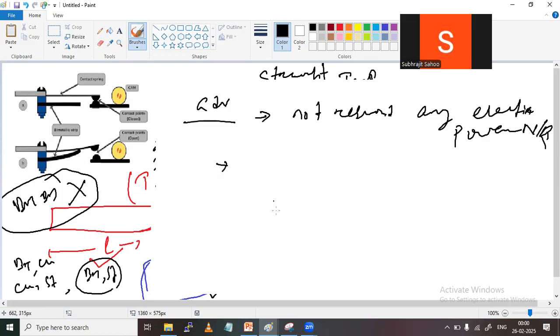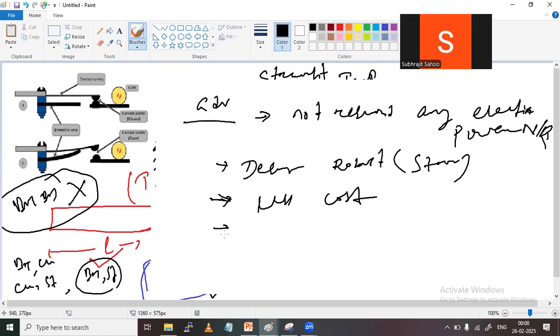Number two, since it is a metallic strip and we are connecting them with the help of riveting and welding, the design is robust. Robust means very strong. Number three, less cost. Number four, anybody can operate it. A person with little knowledge can operate it. No special or trained person is required to operate it.